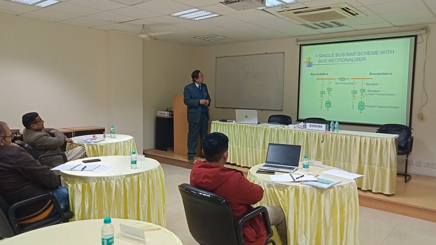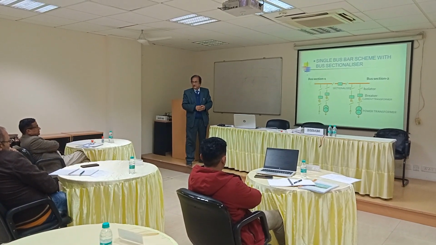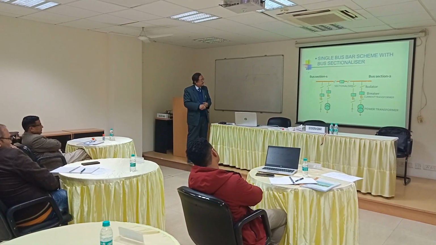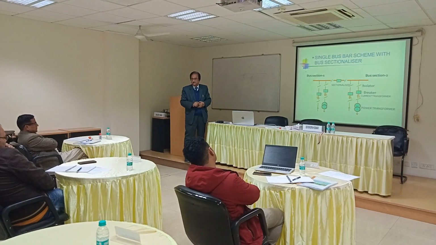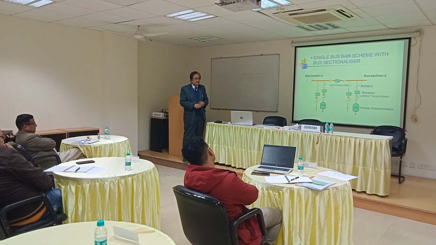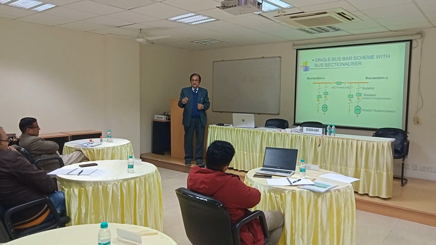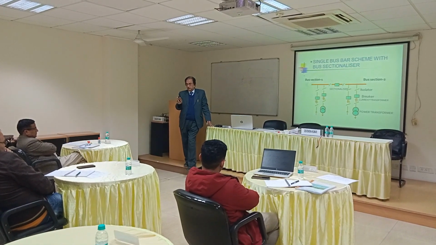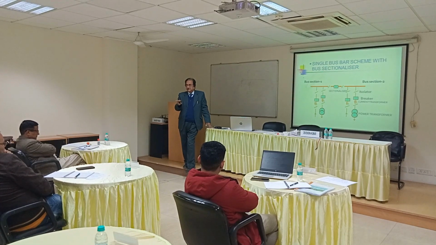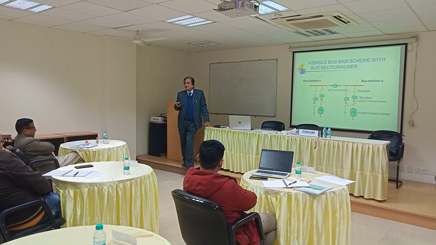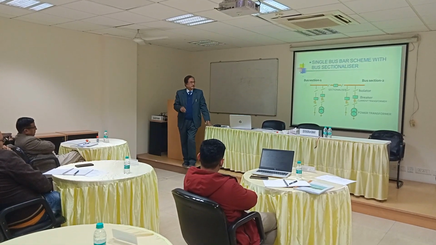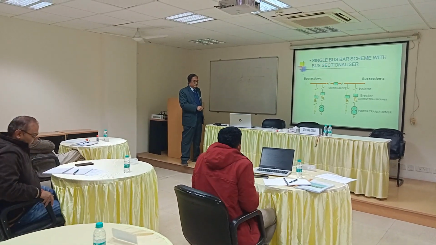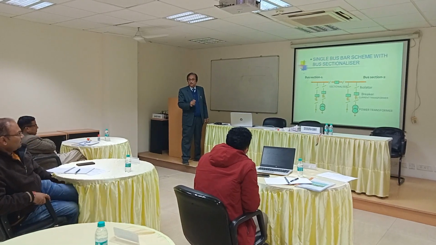Then another arrangement is single bus bar scheme with the bus sectionalizer. In this, the single bus is divided into 2 sections with the bus sectionalizer. In this bus sectionalizer, there are 5 components: 1 circuit breaker, 2 isolators, 1 on either side of the circuit breaker, and 2 CTs, 1 on either side of the circuit breaker. Half of the feeders are connected to bus section 1 and the rest half are connected to bus section 2.